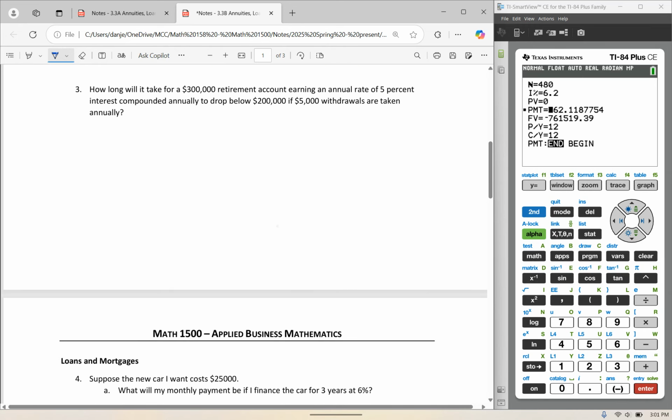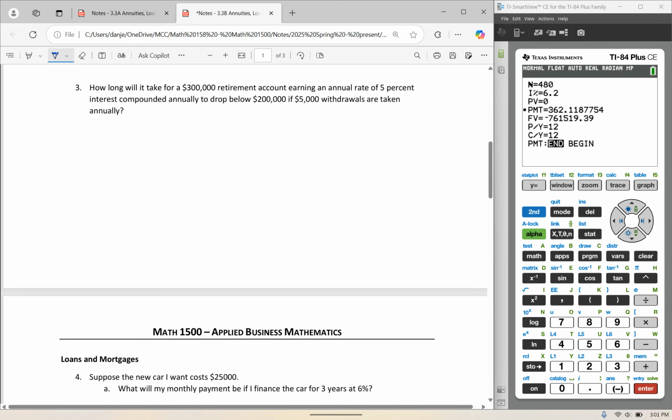Suppose in example 3, I currently have $300,000 in an account that's earning an annual rate of 5%. And that interest is compounded monthly. And notice I'm going to take $5,000 withdrawals annually. So since my interest is paid annually and my withdrawals are annually, those PY and CY are both 1.